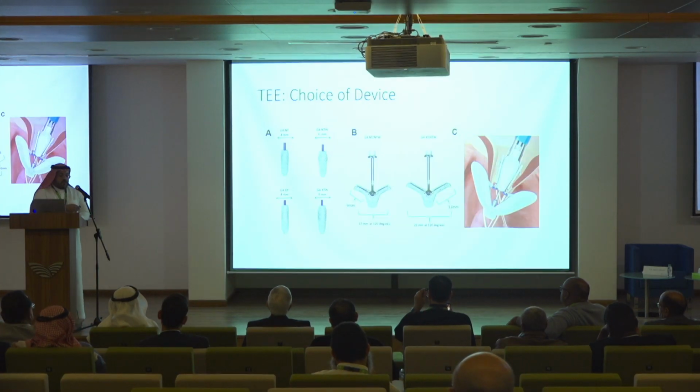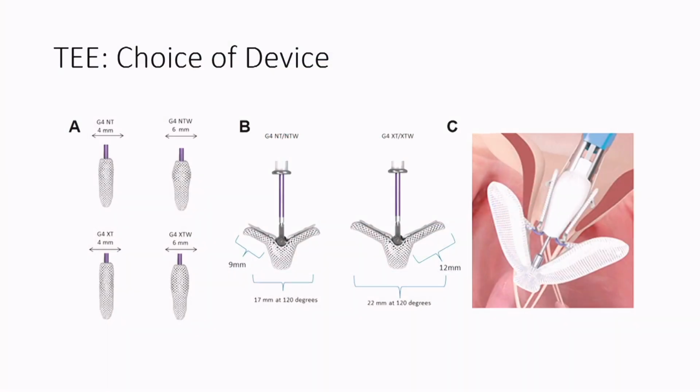Just one more slide. The choice of the device depends on the posterior mitral valve leaflet length. For a smaller, shorter posterior mitral valve leaflet, we use the NT or NTW. For a longer posterior mitral valve leaflet, we go for XT. Now we have four devices: NT, NTW, XT, and XTW. The W is wider, so it should be selected for a wider jet.